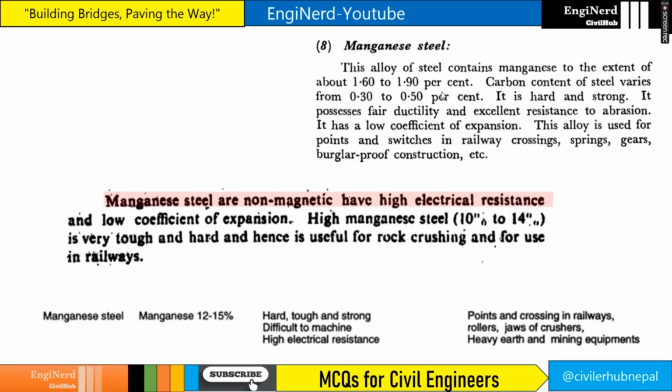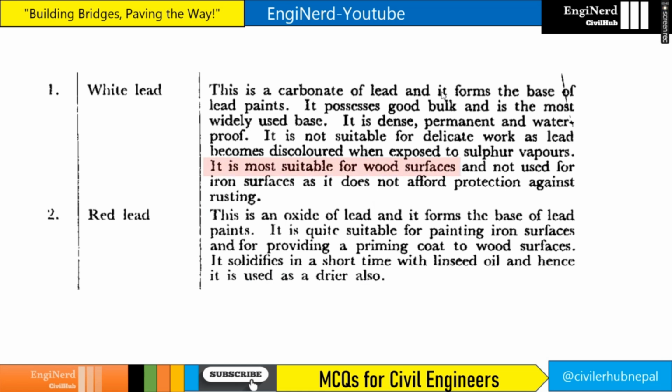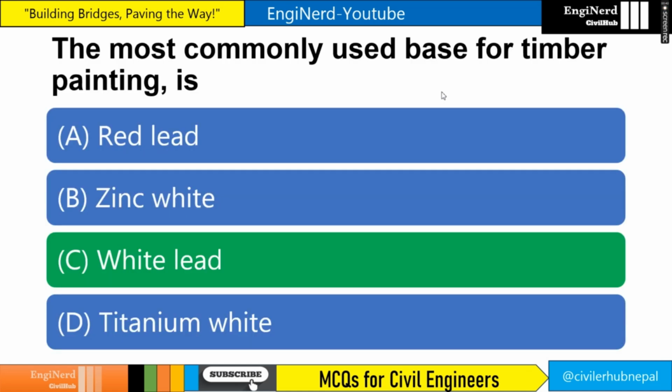If you see here, manganese steels are non-magnetic, have high electrical resistance and low coefficient of thermal expansion, right? So the answer is all. The most commonly used base for timber painting is what? White lead, right? So if you see, white lead is most suitable for wood surfaces.